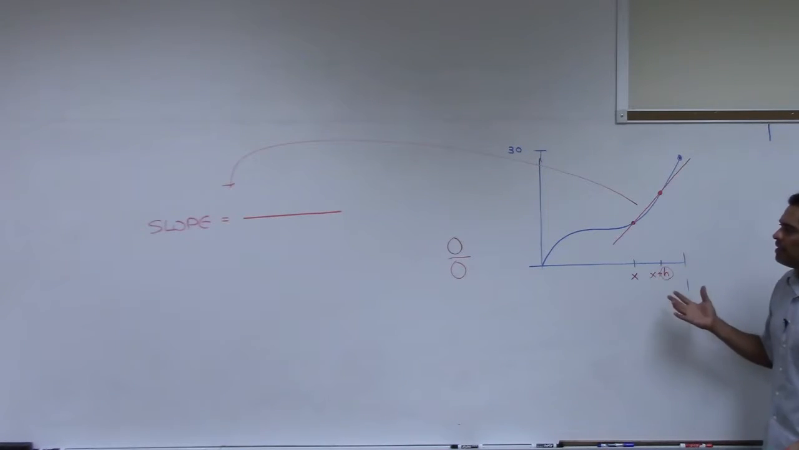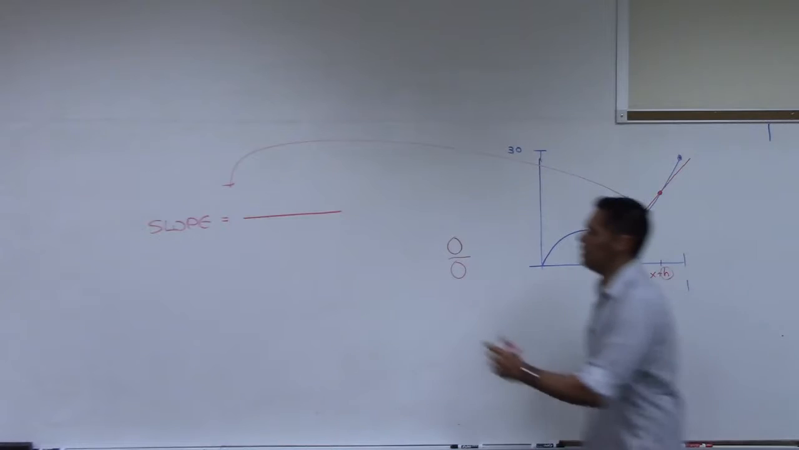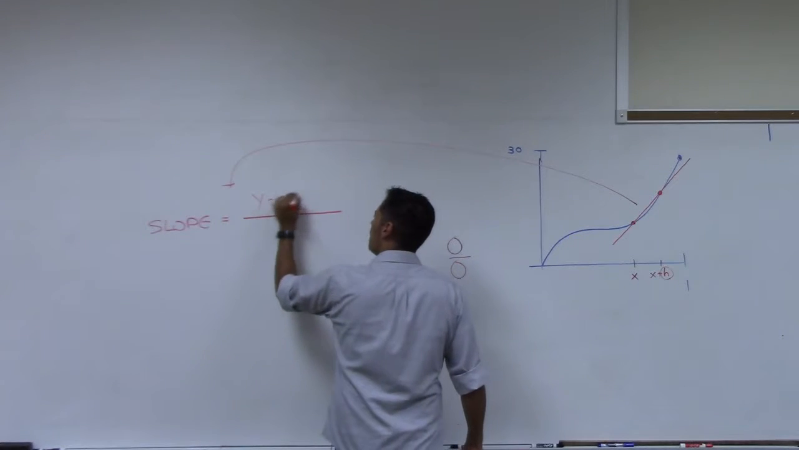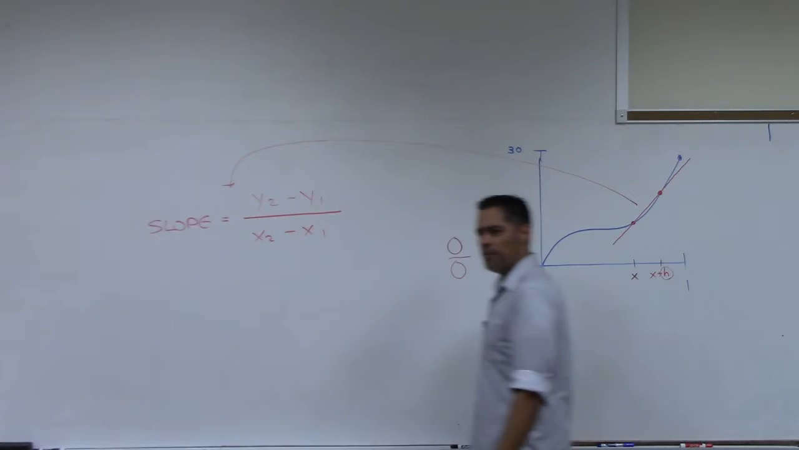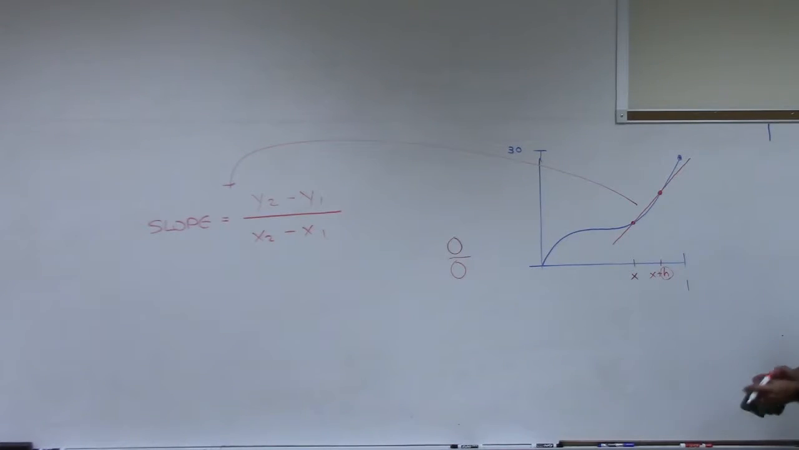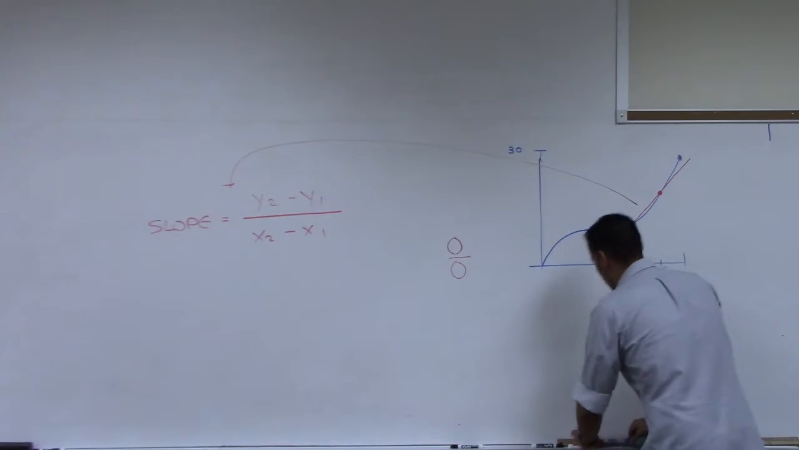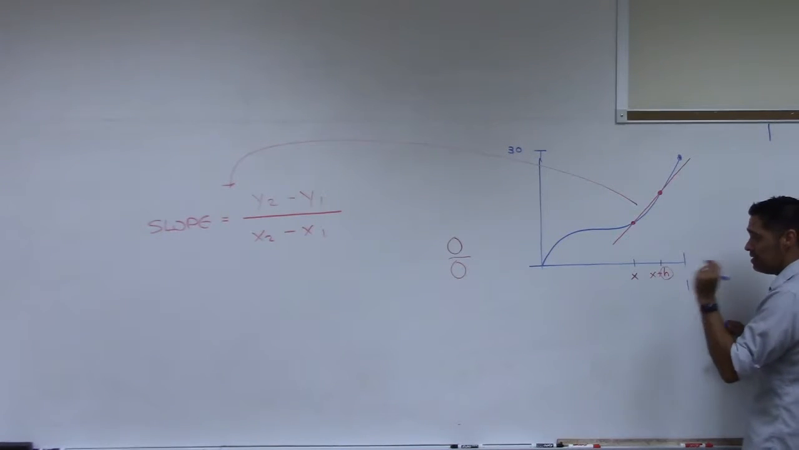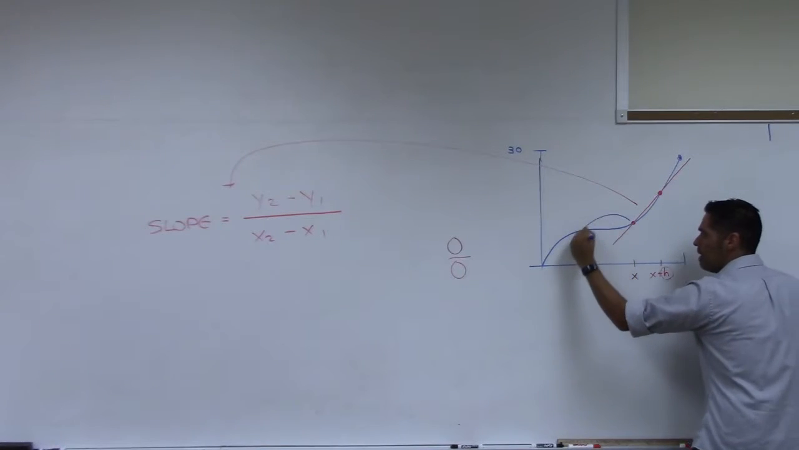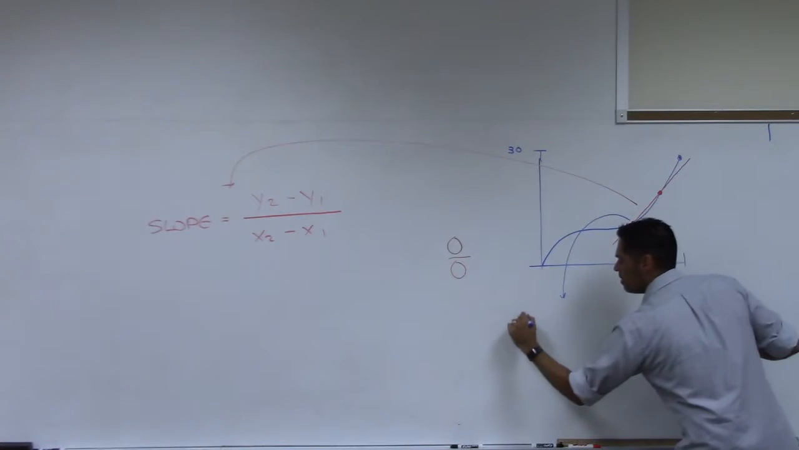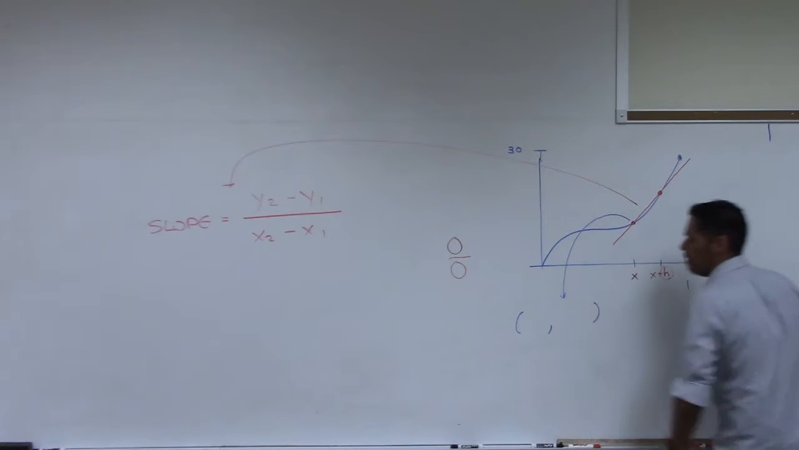Now, how do we technically do it? What's the formula for slope? Isn't it y2 minus y1 over x2 minus x1? That's the formula. So what I might do better here is to actually label these points. Pay attention. You're either going to see this or you're not. This point right here, what is its x and y coordinate?